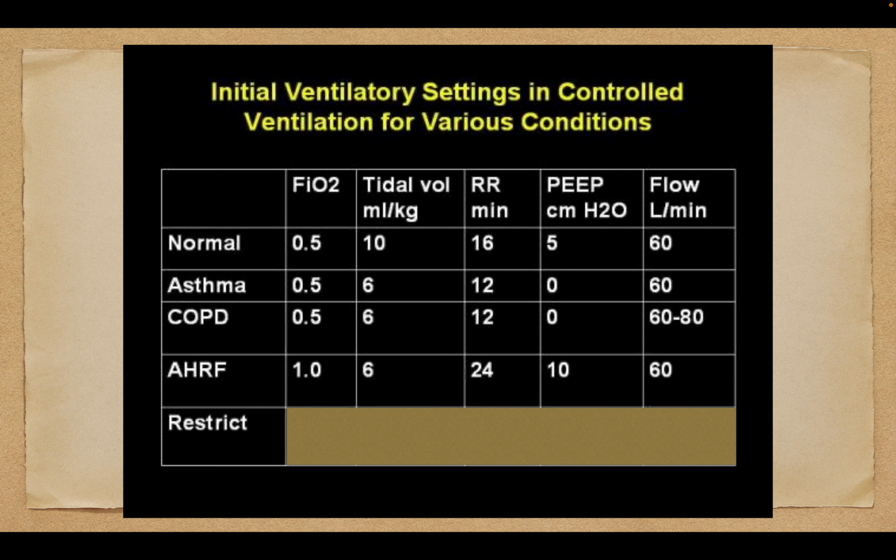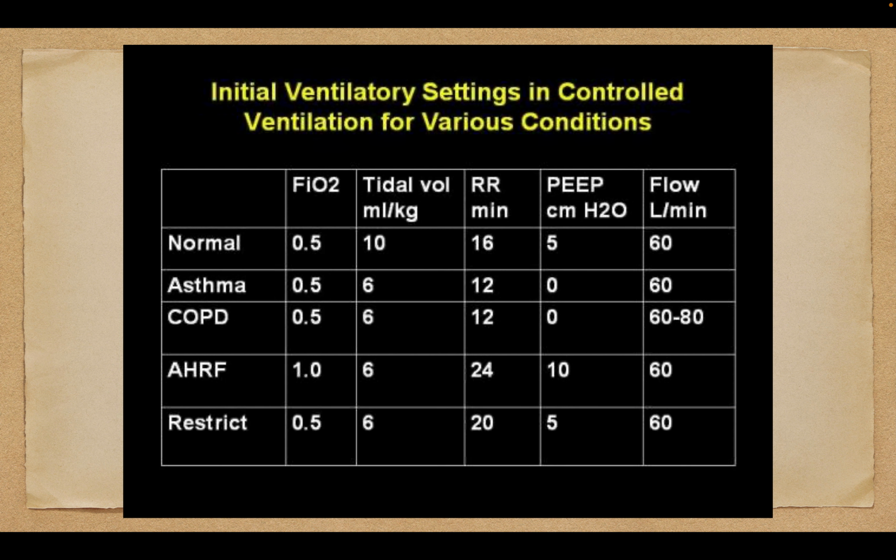In COPD, again the same, but the flow can go up to about 80 liters per minute. In acute hypoxemic respiratory failure or ARDS, of course we have an FiO2 of 100%, a low tidal volume strategy, a high respiratory rate to compensate for the low tidal volume, and PEEP which can go up as per the ARDSNet protocol, and flow of about 60. And in restrictive lung pathologies, essentially we can have FiO2 lower than that of ARDS, a little lower rates and a flow of 60.